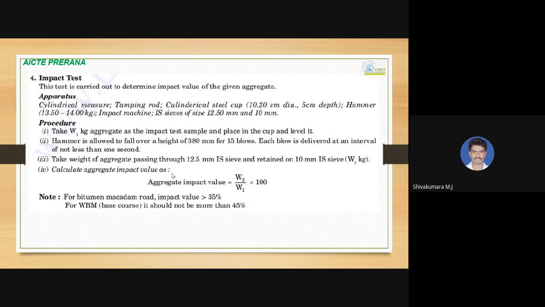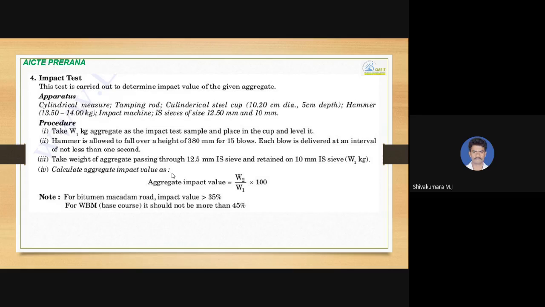So after placing that, lift the hammer and allow it to drop from a height of 380 mm, and continuously give 15 blows. So 15 times the hammer is lifted and allowed to freely fall on the aggregates. After giving 15 blows, the aggregates are removed from the cylindrical cup and sieved through a 2.36 mm sieve.